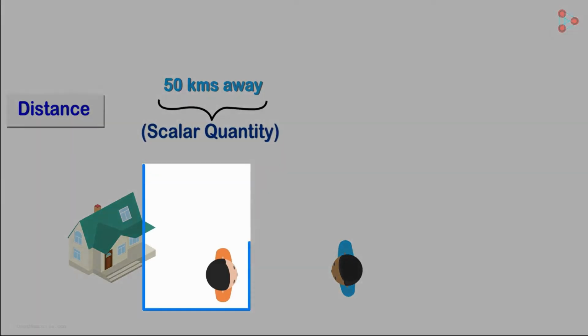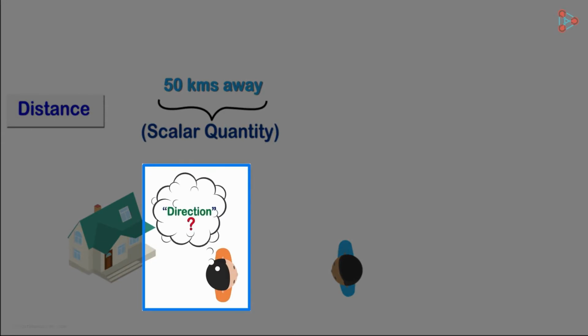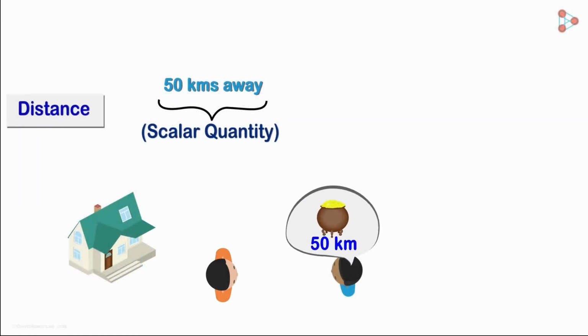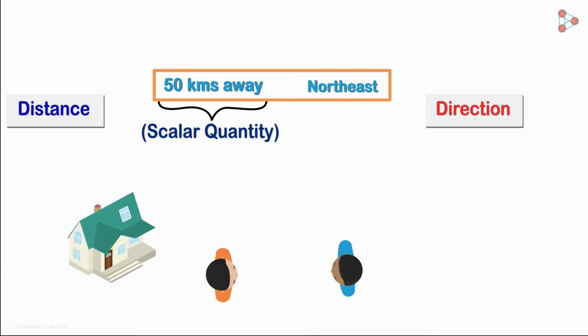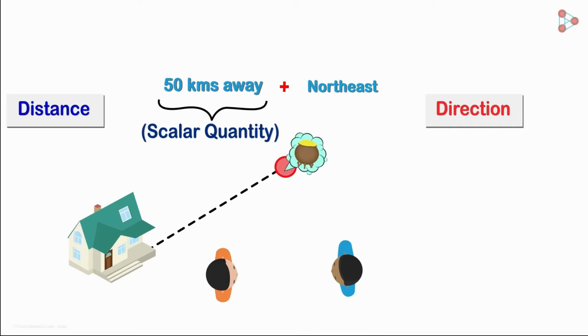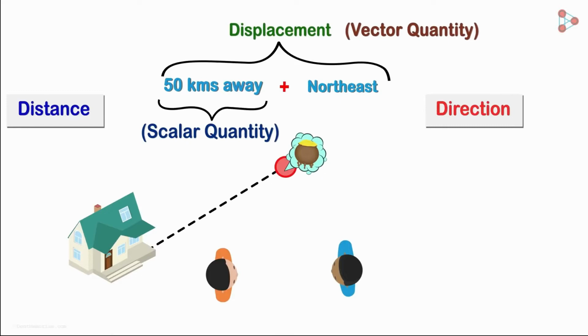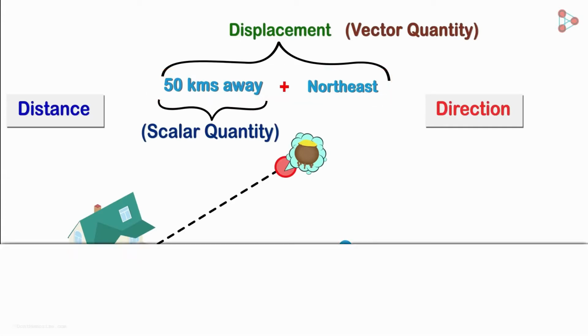Your question to him would be, which direction from home? When you are told that it's 50 kilometers in the northeast direction, you have the precise information of the location. This now becomes two-dimensional information, distance and direction. The treasure pot is over here. Two-dimensional information like this is called a vector quantity. Scalar quantities are one-dimensional and vector quantities are two-dimensional.